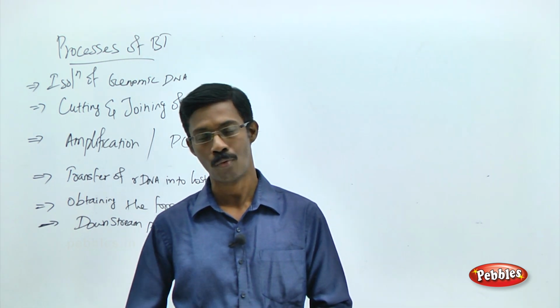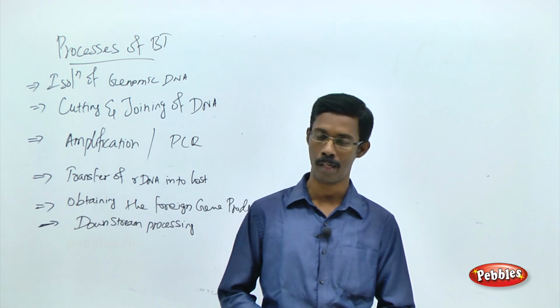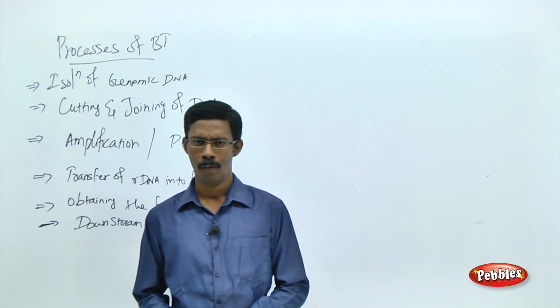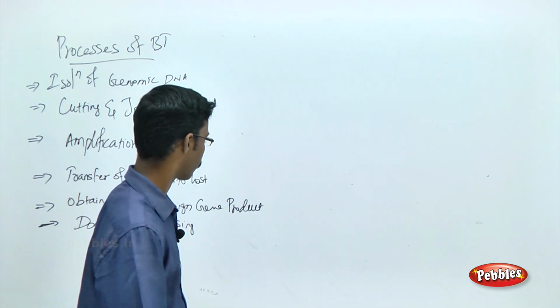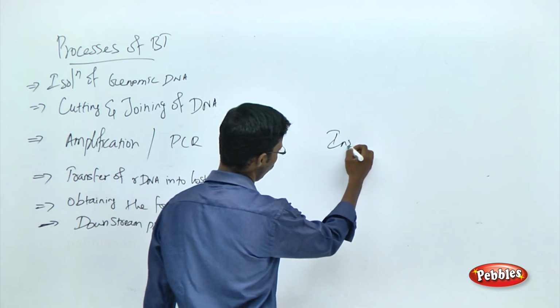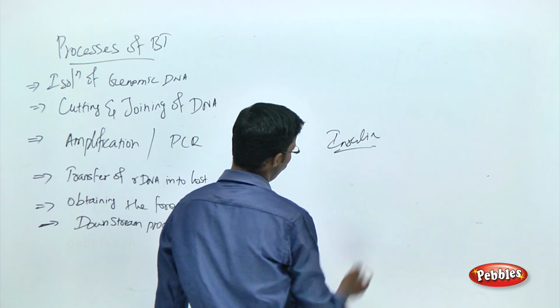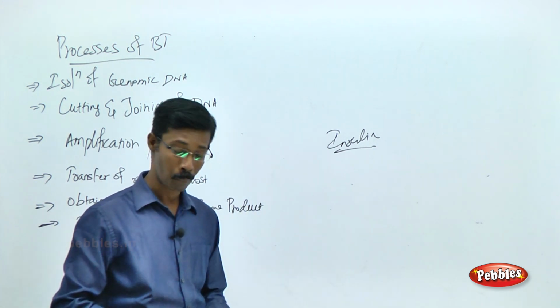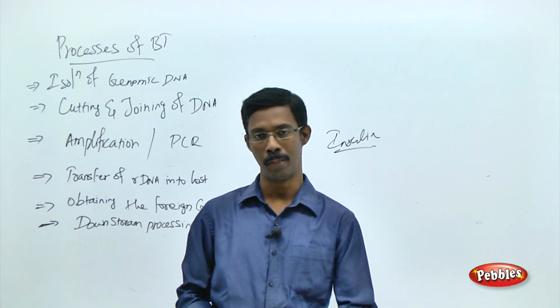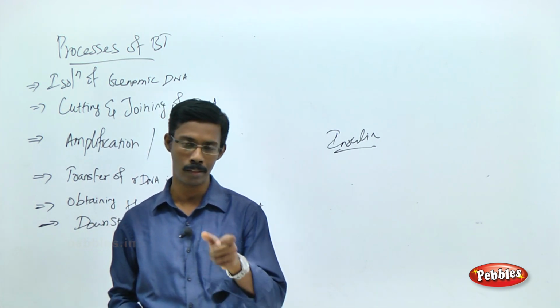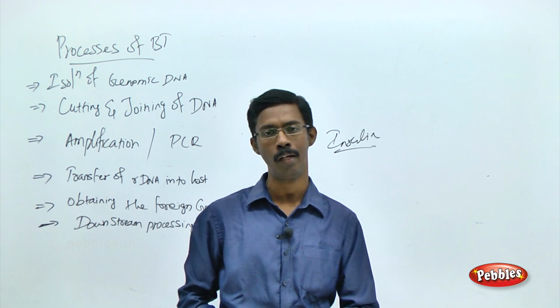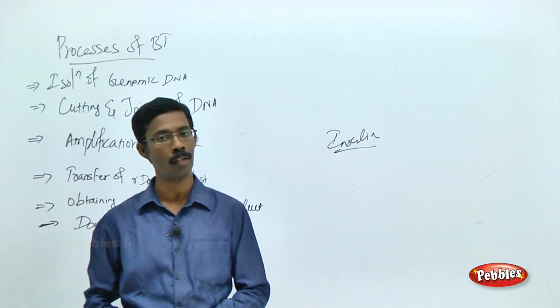As I told you, the isolation of the total genomic DNA. So for example, you need a protein called insulin. That is what we are going to discuss in the next chapter. You need a product from the human insulin gene. So first you have to isolate the gene which codes for the product insulin. So where is it in a human body?